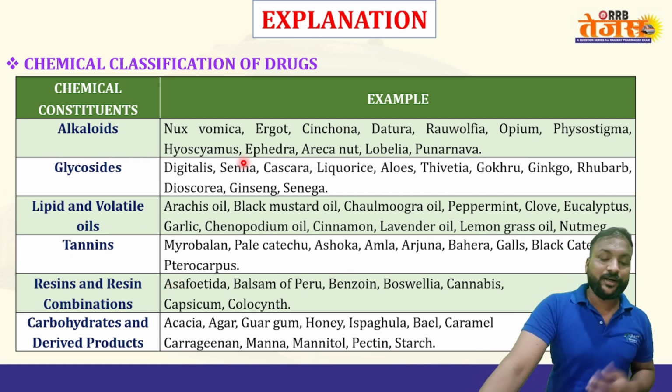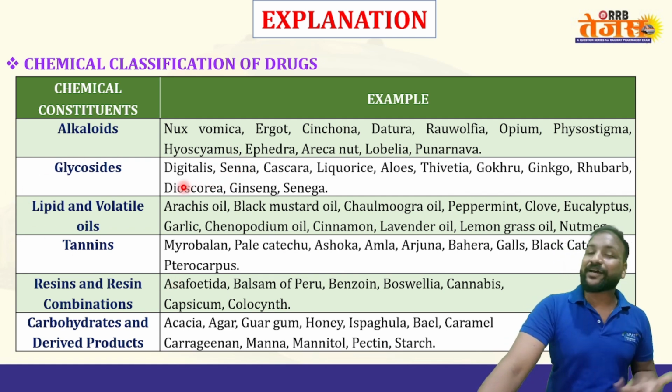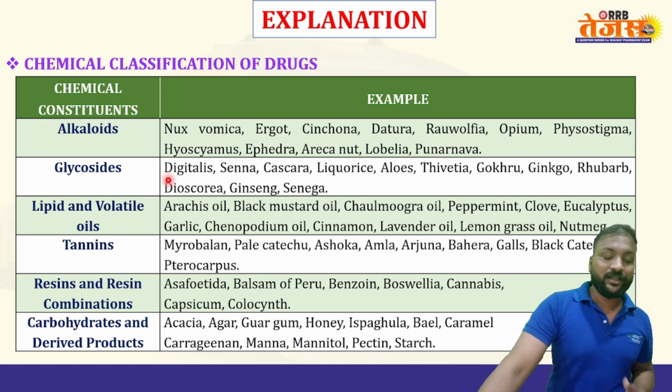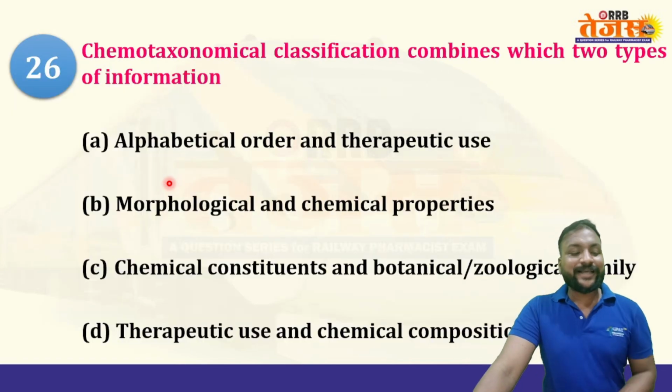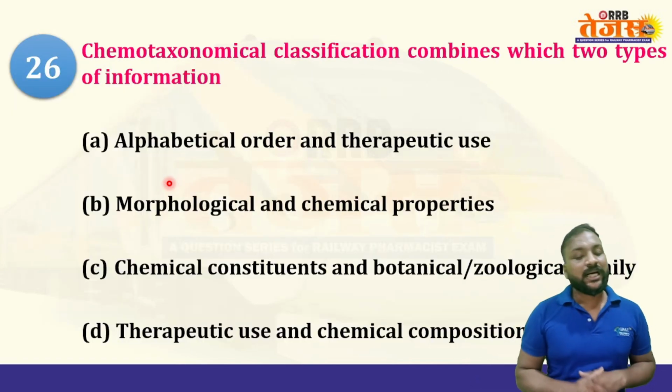Alkaloids, we know several plants. Glycosides, we know several plant names, like salicin and everything. And volatile oils, tannins, and other plant secondary metabolites are there. Next, the 26th question in this series.